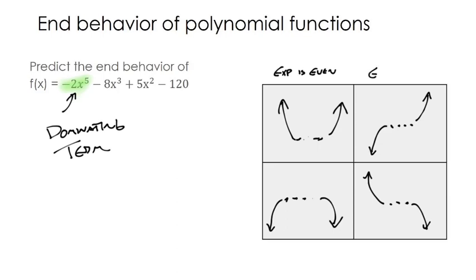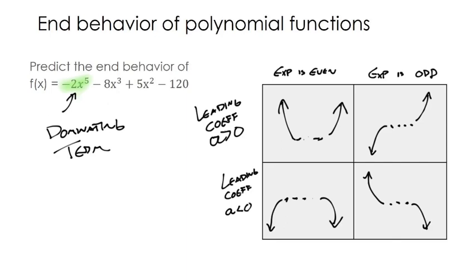This occurs when the exponent is odd. And this happens when the leading coefficient is greater than 0. I'll just say a is greater than 0 because that's what we normally use for it. And this happens when our leading coefficient a is less than 0, okay?